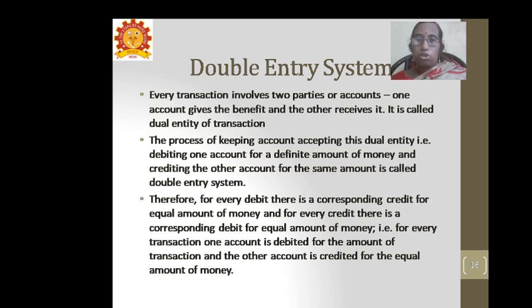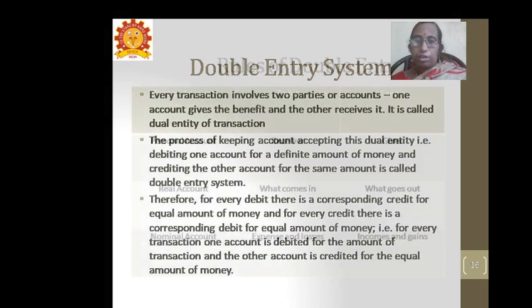Here the process of keeping the accounts is known as the dual entity concept, where one account is debited the amount and the other account has to be credited. So this is taken as the dual aspect or the double entry system. All the debits are taken and corresponding to that, a credit of the equal amount is taken. So one account has to be debited and the other account has to be credited.